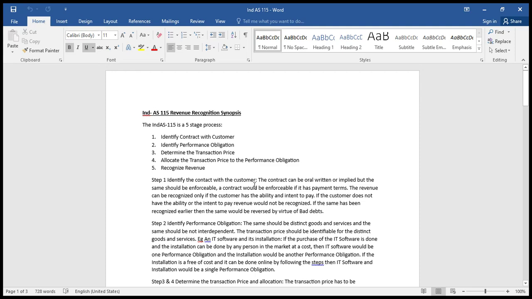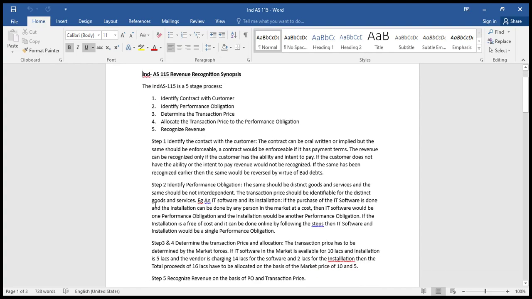Identify the contract with the customer. The contract can be oral, written, or implied, but the same should be enforceable. A contract will be enforceable if it has payment terms. The revenue can be recognized only if the customer has the ability to pay and intends to pay. If the customer does not have the ability or intent to pay, revenue would not be recognized. If the same has been recognized earlier, then the same would have to be reversed by virtue of bad debt.